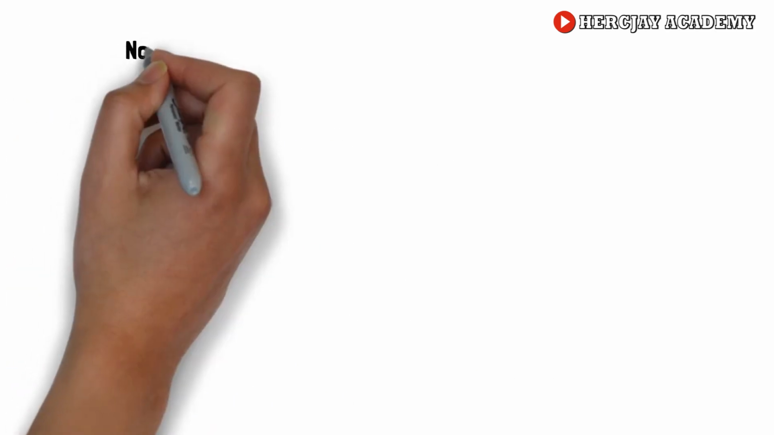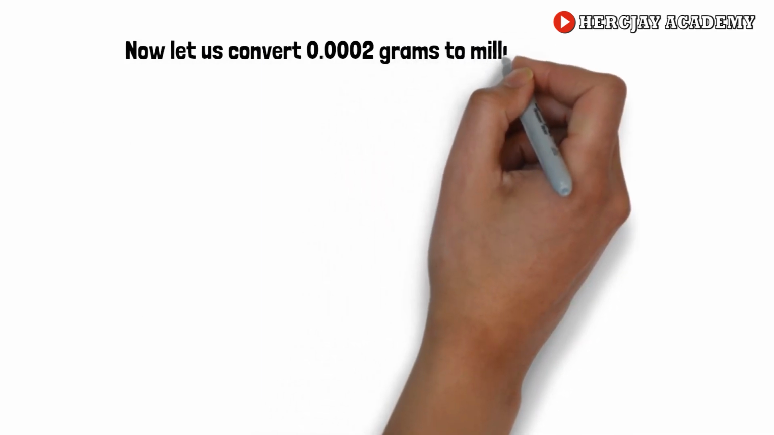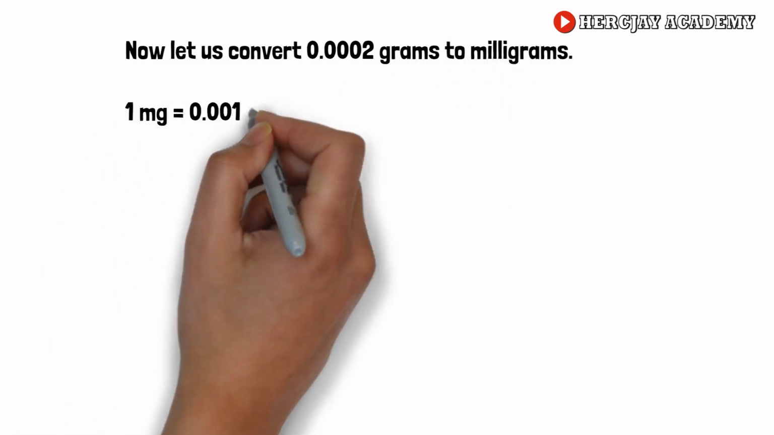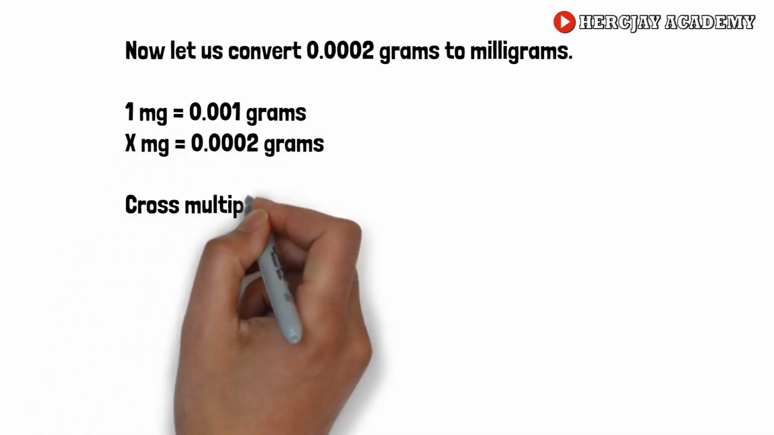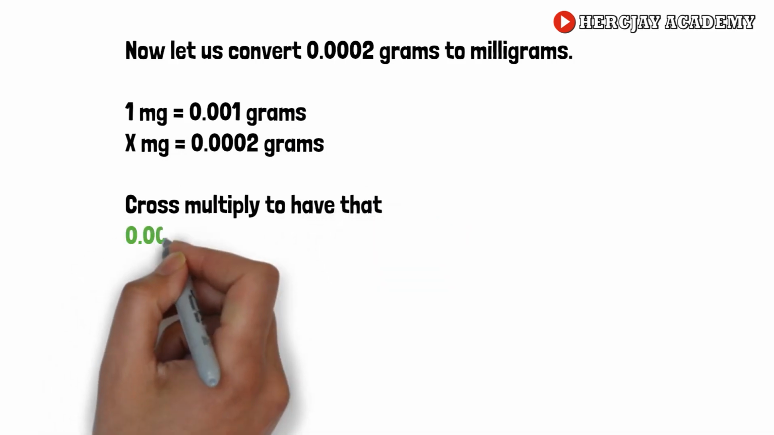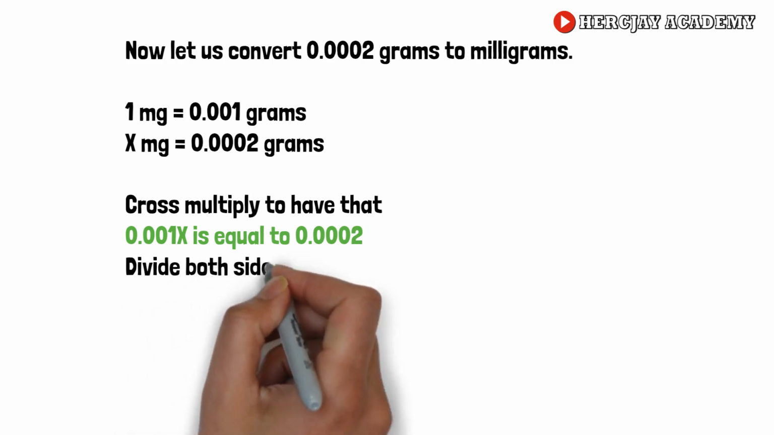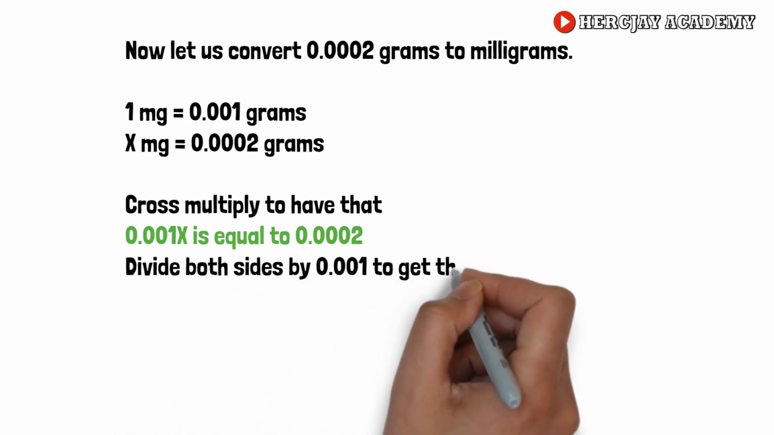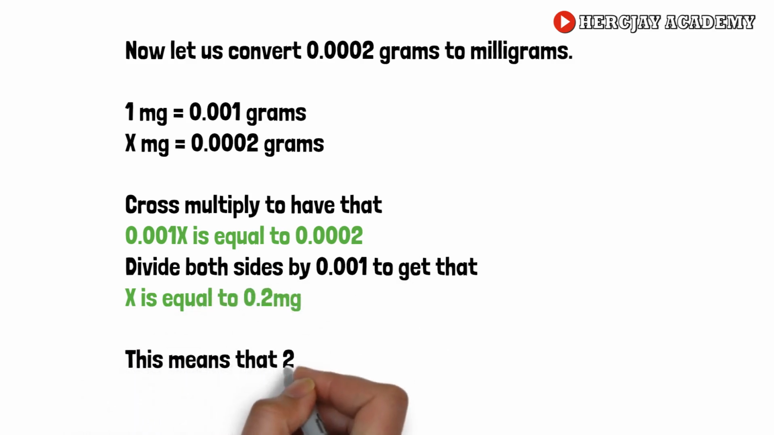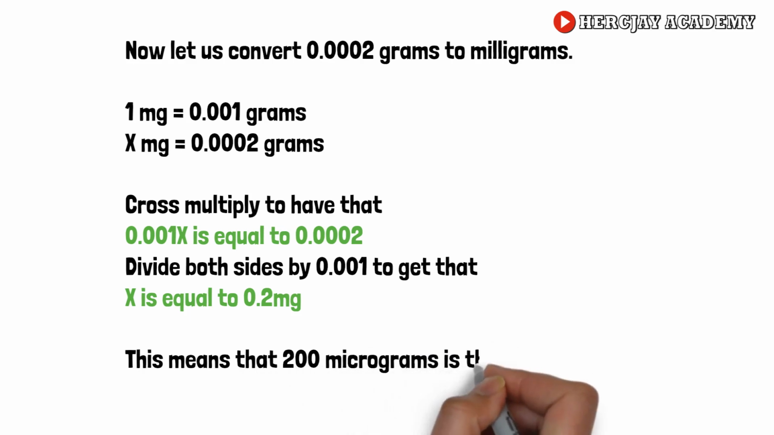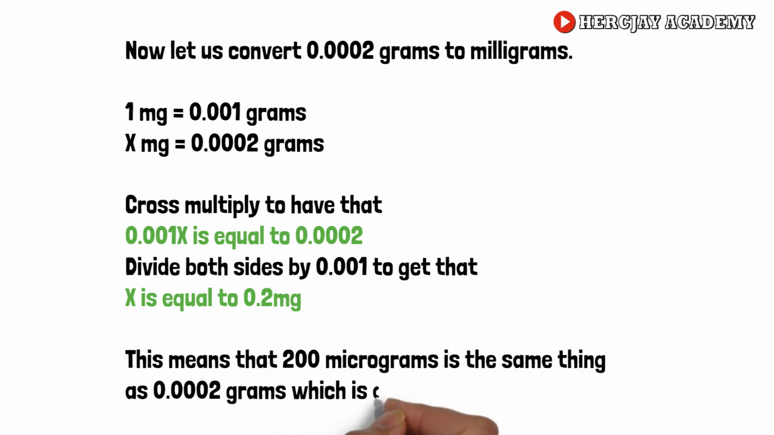Now, let us convert 0.0002 grams to milligrams. We know that 1 milligram is equal to 0.001 gram. Therefore, X milligram is equal to 0.0002 grams. Cross multiply to have that 0.001x is equal to 0.0002. Divide both sides by 0.001 to get that x is equal to 0.2 milligrams. This means that 200 micrograms is the same thing as 0.0002 grams, which is also the same thing as 0.2 milligram.